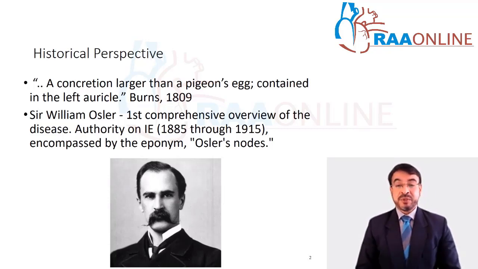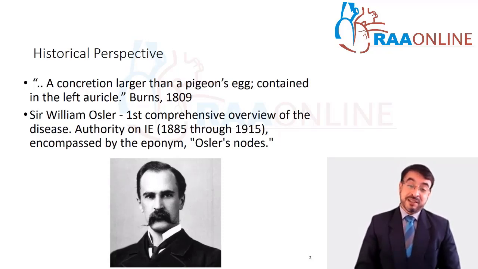When you Google a pigeon's egg, you will find that it is anywhere from as small as a few millimeters to as large as a few centimeters in size. So when Burns described it as larger than a pigeon's egg, he meant that a vegetation could be anywhere from a few millimeters to several centimeters.